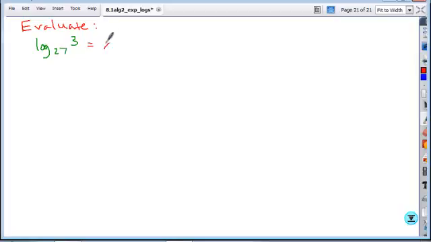The process is, if you just set this equal to x, because that's what we're trying to evaluate, right? What the whole value is. And then just put it into its exponential form. So 27 to the power of x is equal to 3. So what would you have to do? What would x have to be in order for 27 to some power to equal 3?